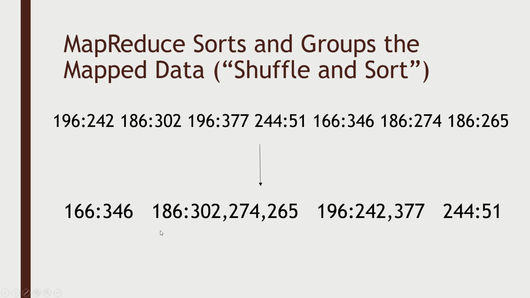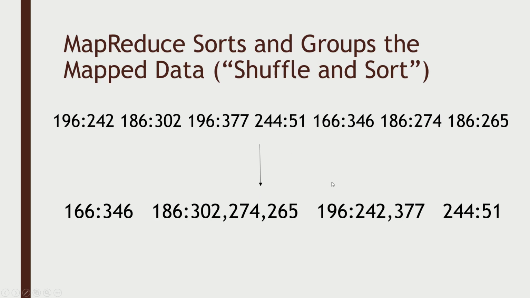Now the second key, the second user, 186, is more interesting. We see here user 186 actually rated 3 movies, 302, 274, and 265. So what we get out of shuffle and sort is the fact that user ID 186 rated movies 302, 274, and 265. So we're associating this list of movies with the unique key 186.